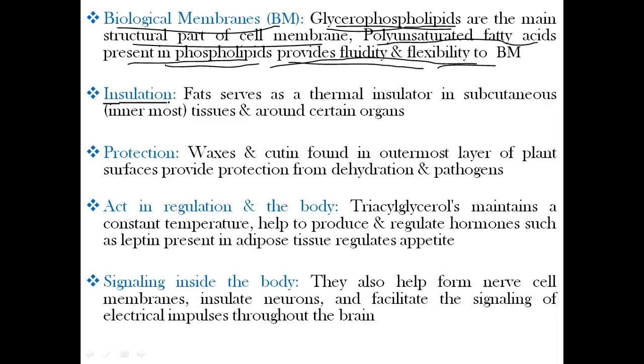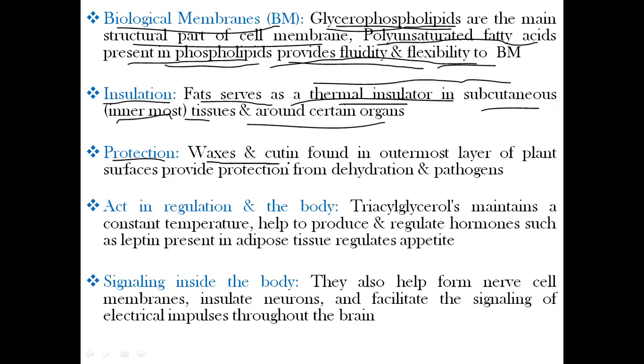The next important function is insulation. Fats serve as a thermal insulator in subcutaneous tissues. It is the innermost tissue present inside the body and around certain organs. So fats act as a thermal insulator in tissues and around some organs and protect them from shock. Next one is protection. Waxes and cutin, which are found in the outermost layer of plant surfaces, provide protection from dehydration and pathogens. So it protects the plant leaves.